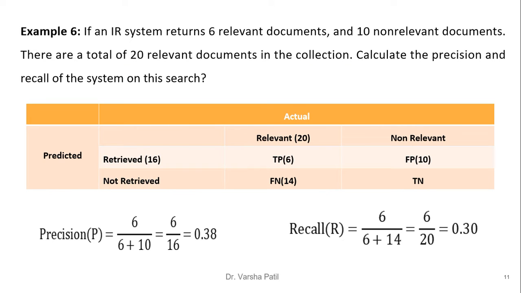An IR system returns 6 relevant documents and 10 non-relevant documents. There are a total of 20 relevant documents. So of these 20 documents, 6 relevant are returned and 10 non-relevant documents are returned. So we get this 16, this 20. We can calculate the FN, and based on that we can calculate precision and recall. Solving examples is very easy: just understand the problem statement and put the values into the confusion matrix.